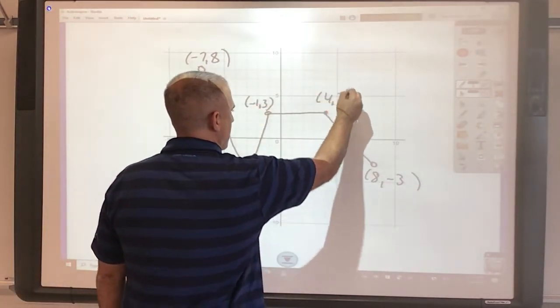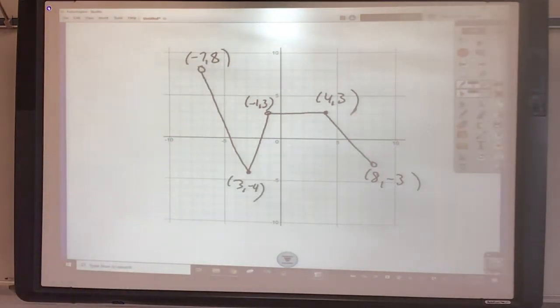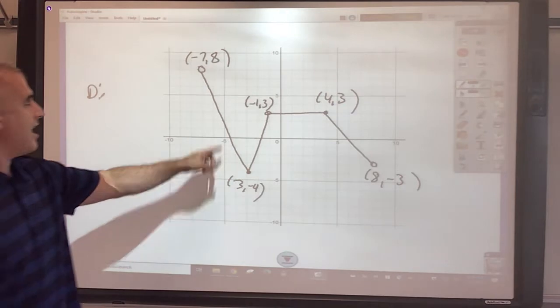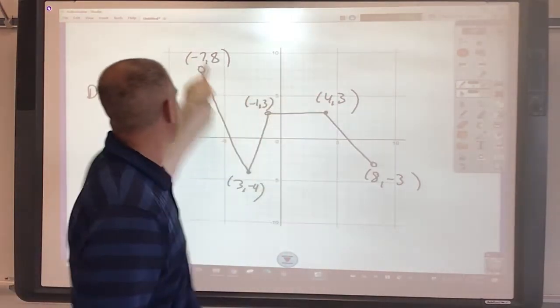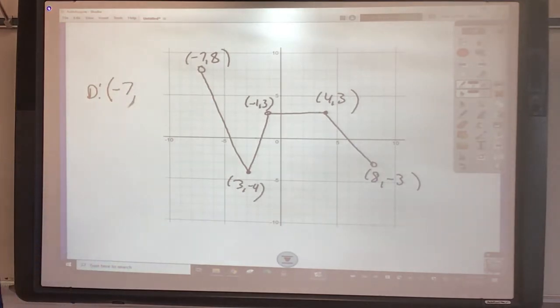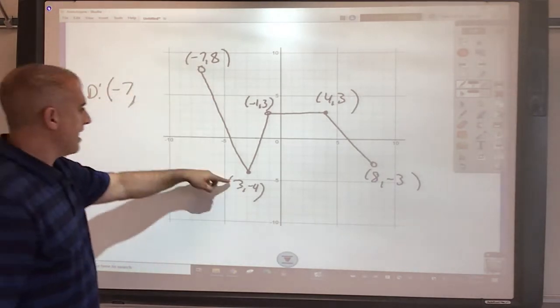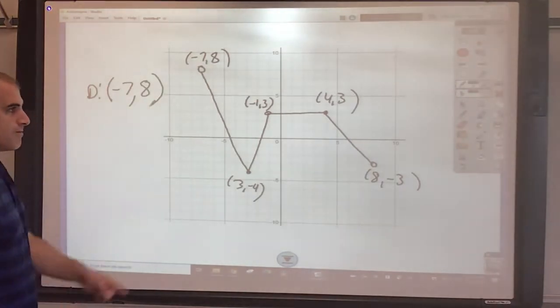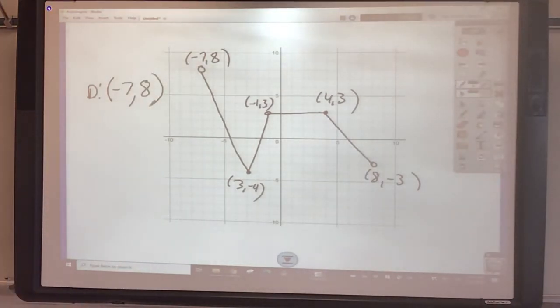I already got that. Okay, so if I do the domain here, my smallest x value of all of these things would be -7. Since that is an open circle, it would be a curved bracket. What's my biggest x value? The biggest x value would be 8, and that's going to be a curved bracket because that's also an open circle.